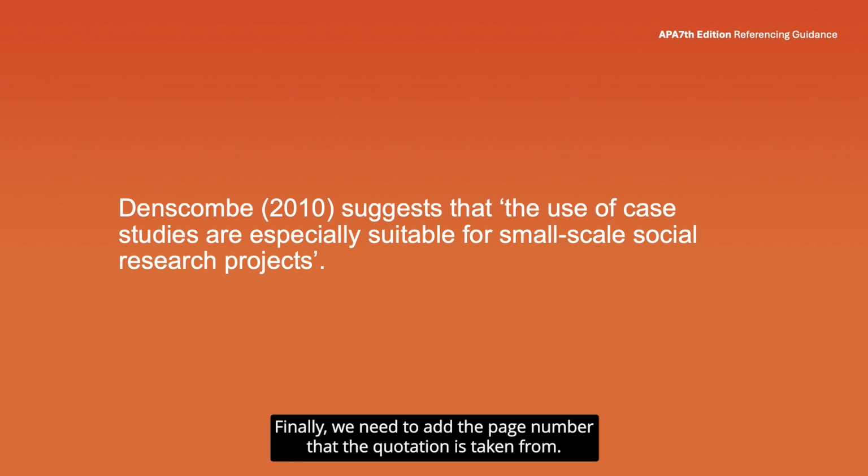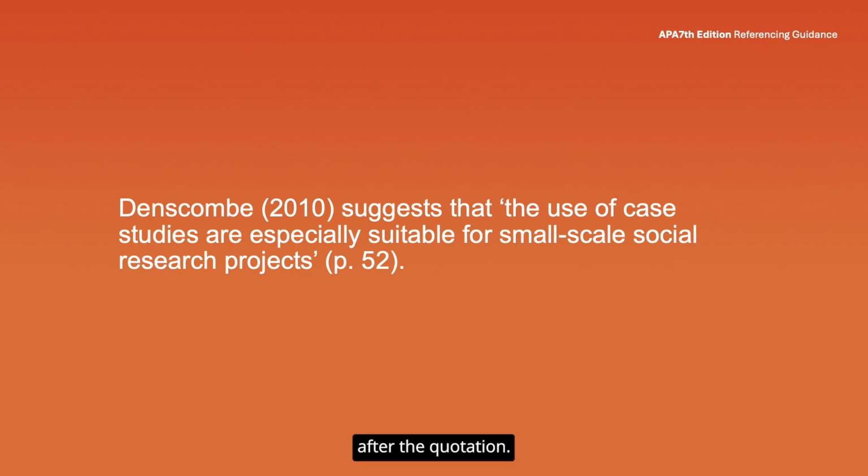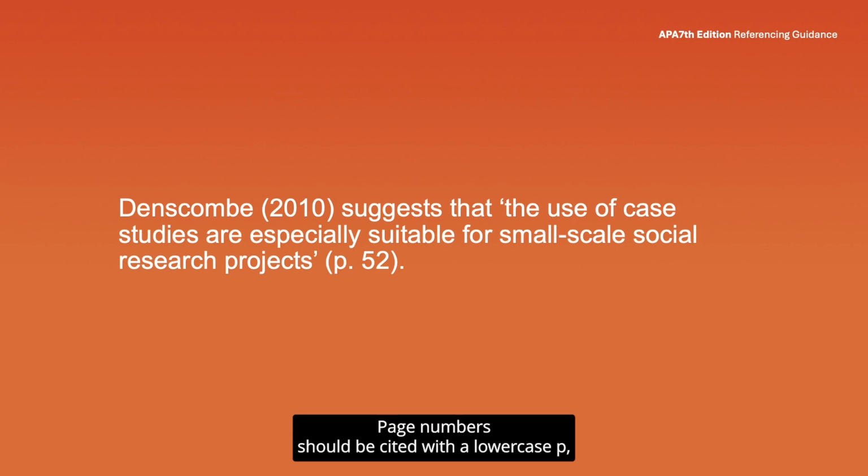This should be enclosed in brackets and placed directly after the author's name. Finally, we need to add the page number that the quotation is taken from. This should be enclosed in brackets and, in this case, placed directly after the quotation. Page numbers should be cited with a lowercase p, followed by a full stop, followed by a space, and then finally the page number in question. It's important to note that the full stop is always placed after the citation where it appears at the end of a sentence.